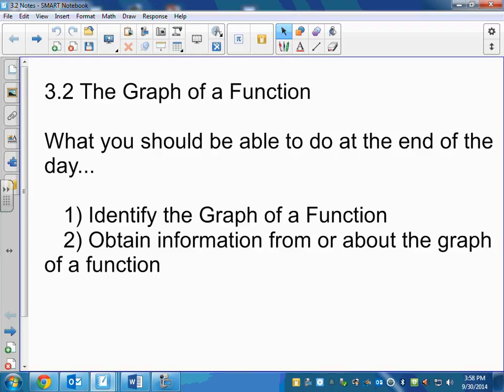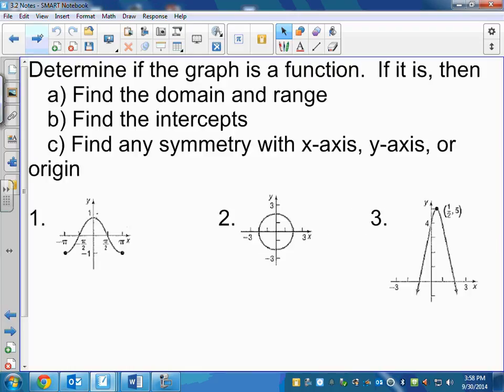Today we're going to look at a graph of a function and answer questions about it. There are a lot of pictures today, which is why I printed your notes out, but hopefully it won't be that bad to get through.